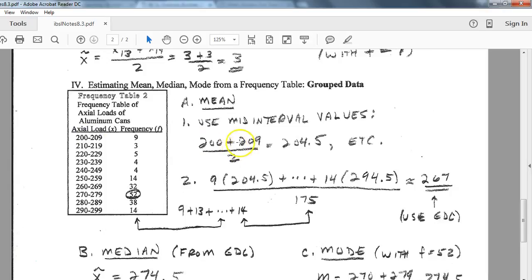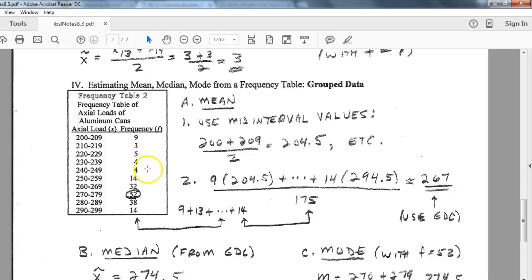So that's what you're seeing going on here in the math. Under list 1, I would start with 204.5, and I would continue on down with all the mid-intervals as list 1. My frequencies would be list 2, and so on. That's the way you would do it in the calculator, and then it would go just like the one I just did in the previous example.